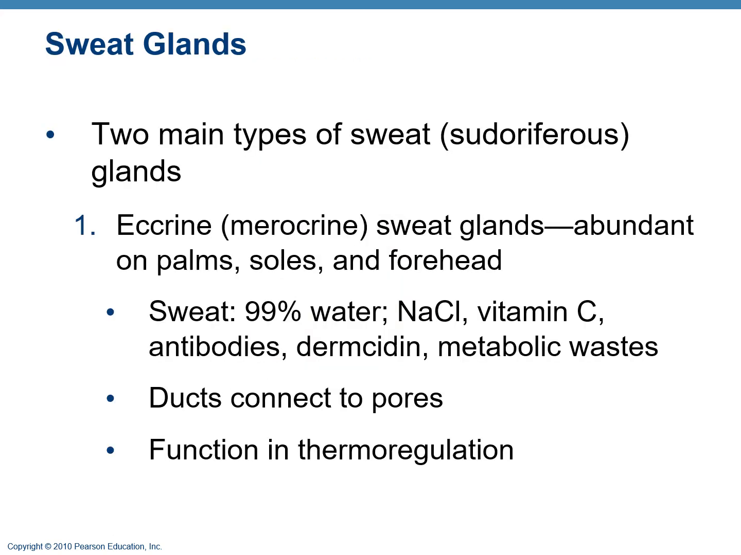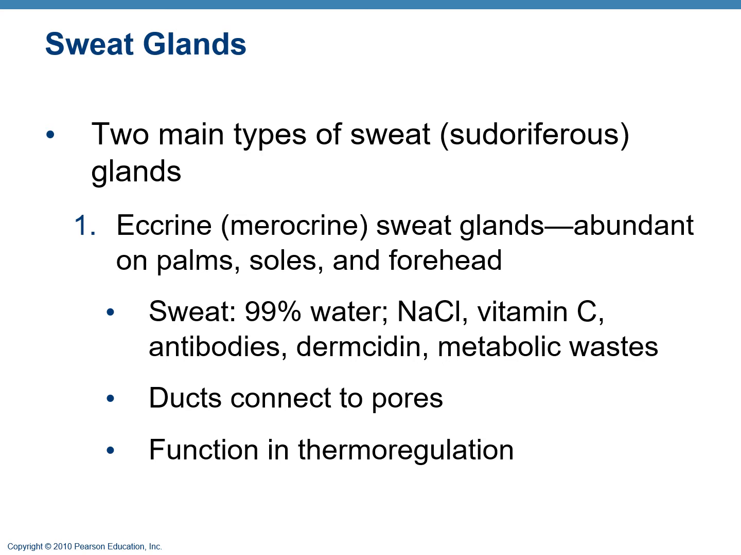Okay, let's talk briefly about sweat glands. There's two main types of sweat glands. These are also known as sudoriferous glands. We have the eccrine sweat glands, which function in the merocrine form of secretion. They are abundant on the palms, the soles, and the forehead.